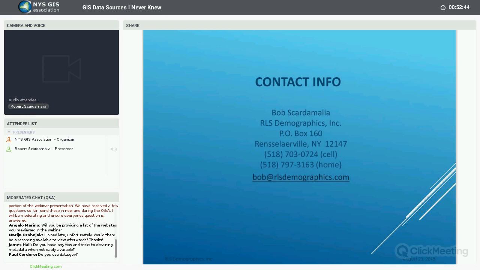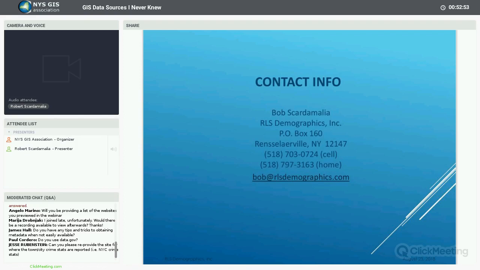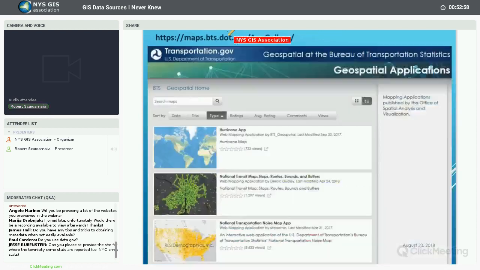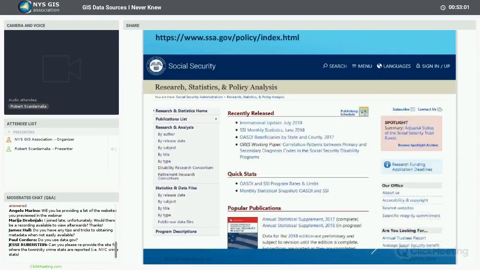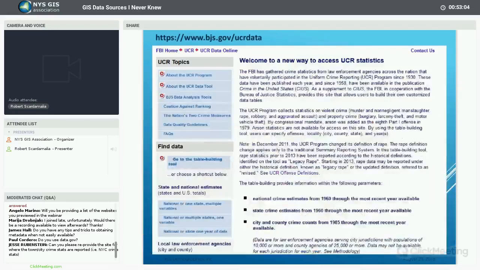Can you please re-provide the site for where the town and city crime stats are reported? For example, New York City crime stats. If we go back... Okay, the Uniform Crime Reporting System is where you're going to get that data. If you go to this URL for the main data, the city and county crime data will be available. You may have to follow some more links in order to get it, but start here.